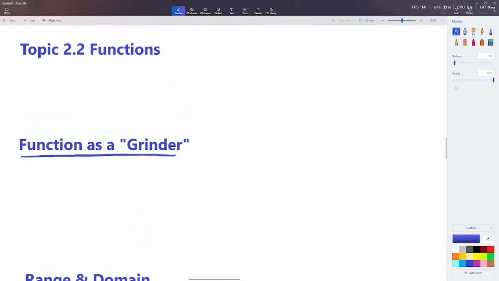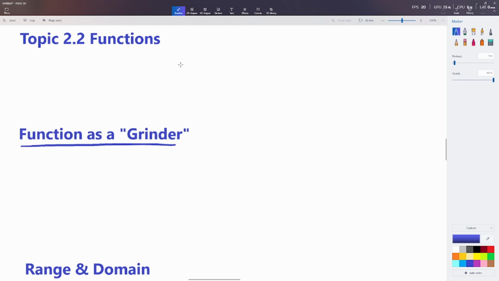So when you're dealing with functions and domain and range, you kind of have to imagine functions as a grinder. So most of you know how grinders work. You just put something in and something else comes out. So in this case, what comes in are the x values. So let's get 3 x values.